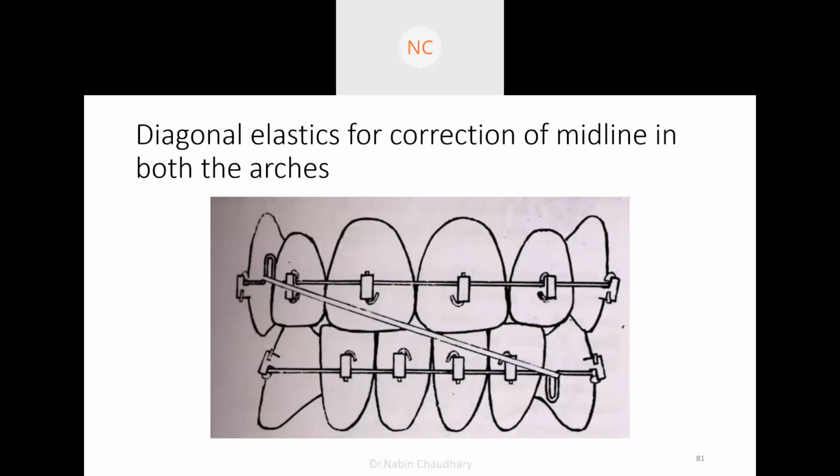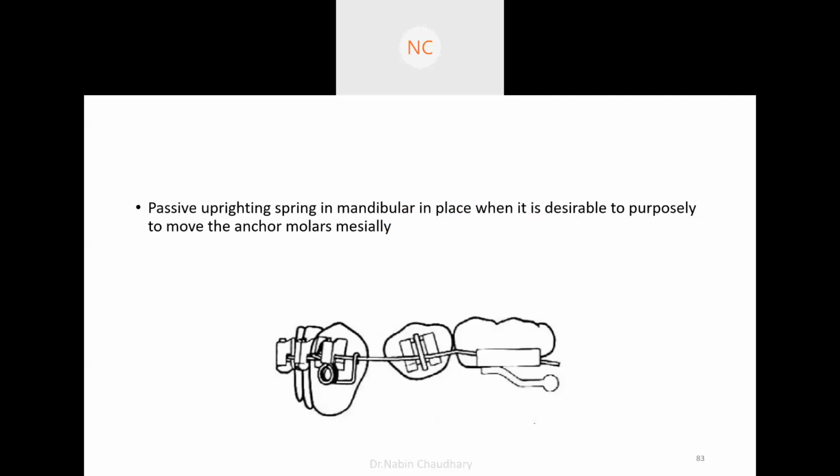Also, we can apply the diagonal elastic for the correction of the midline if there is a midline discrepancy between the arches. And also we can do the individual movement of the tooth or the small group of teeth once the distal tipping of the canine is achieved.